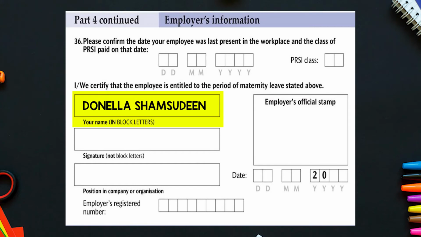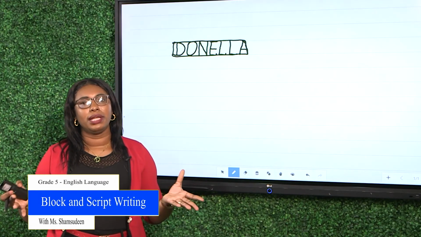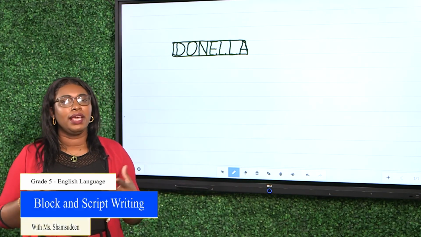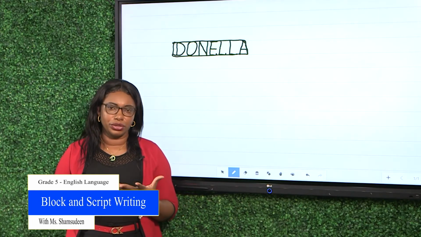So let's look at this form where you're required to enter some information. If you look at the part where you have to write your name, where it says your name, you will also see block letters. So that's my name, Donella Shamsuddin, in block letters. Now, why do we need to write block letters when filling a form? It is used so that whatever you are writing can be clearly understood.